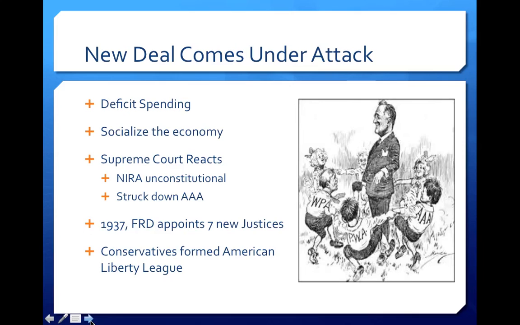They also struck down the AAA. Again, the AAA, the Agricultural Adjustment Act. The Agricultural Adjustment Act was struck down by the Supreme Court justices because agriculture should be a local matter, not a federal matter. However, the Supreme Court justices do shift.